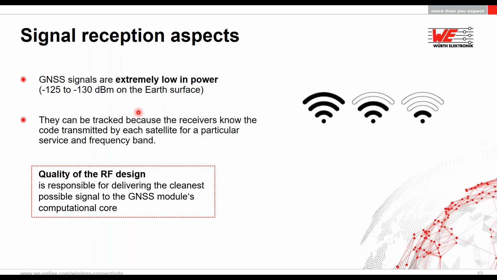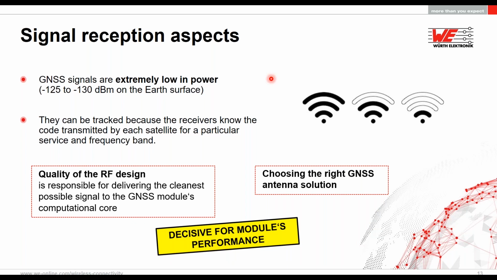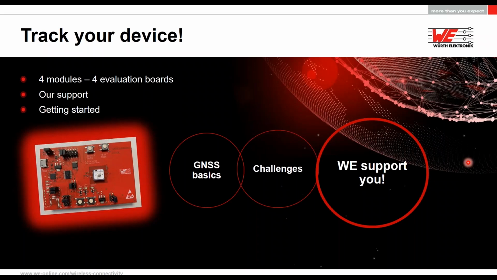That means that the quality of the RF design, as well as choosing the right GNSS antenna solution, will be decisive for the module's performance. Why? Because we need to deliver to the module the cleanest possible signal in order for the module itself to process it correctly and find a reliable position solution. This concludes the second part of the presentation.